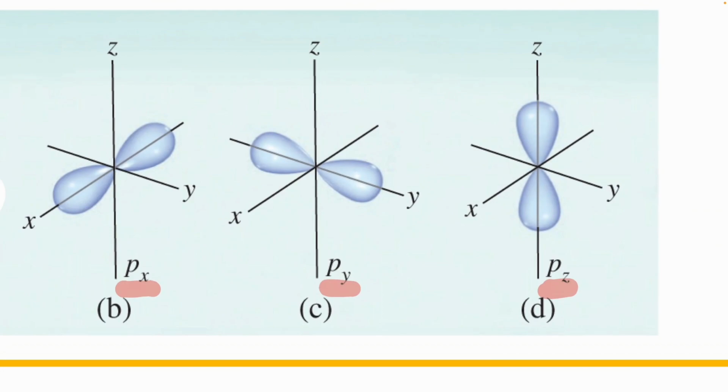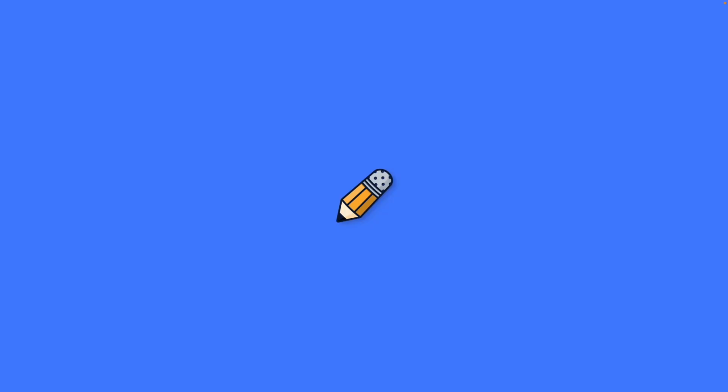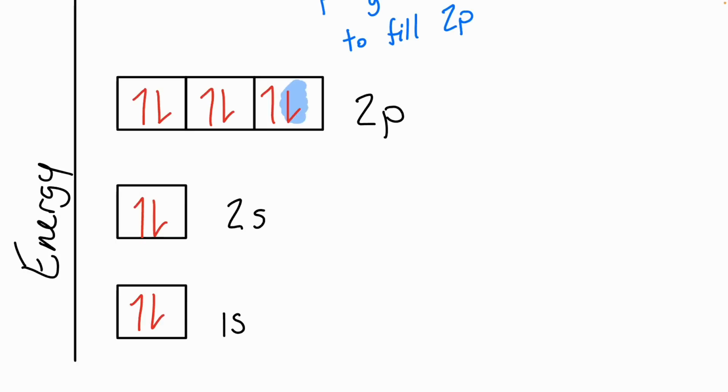One of those peanuts is oriented up and down, the other one left to right, and the other one front to back, right? So they're all these peanut-shaped orbitals, but they're just oriented differently in space. So our magnetic quantum number is going to correspond to which of these three we're talking about here. Practically speaking, let's take a look at that electron configuration diagram again. Let me grab this example.